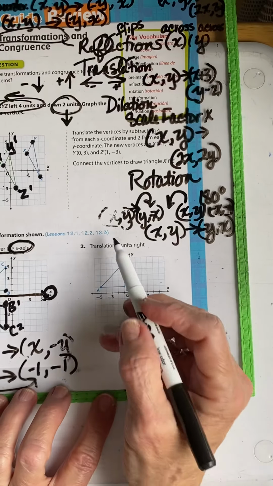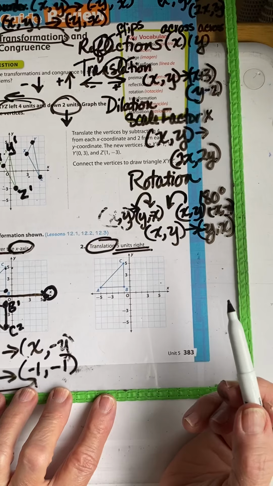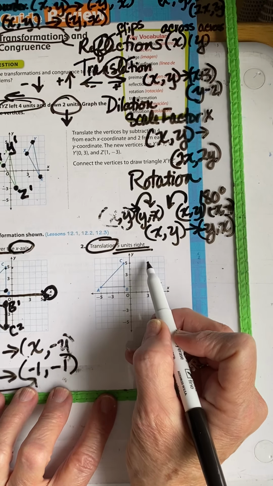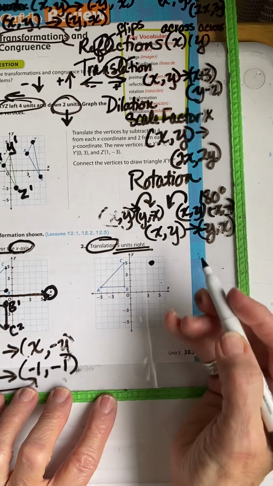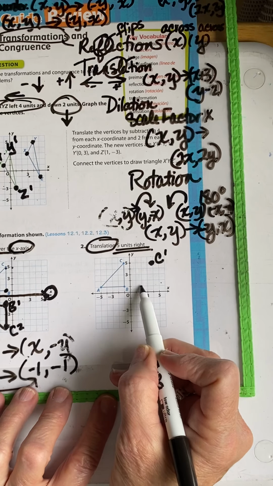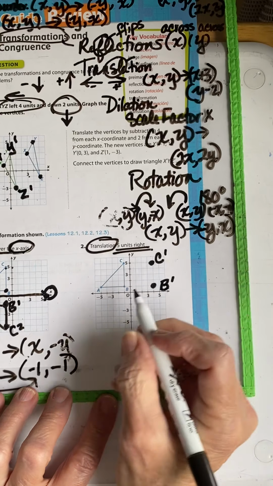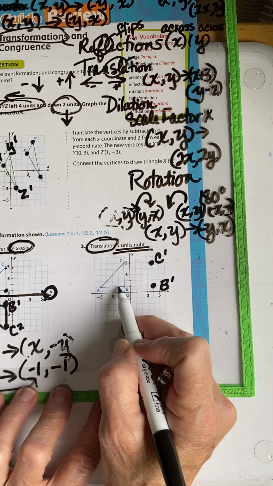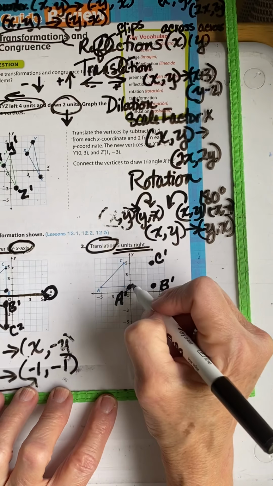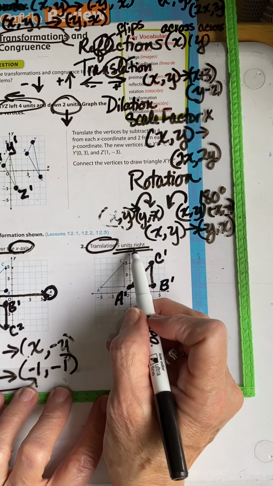This says to translate, meaning slide each point 5 units right. That's not hard at all. For C, we go 1, 2, 3, 4, 5. Put a dot, point, and put C prime. B, 1, 2, 3, 4, 5. Slid right. That's B prime. A, 1, 2, 3, 4, 5. A prime. Join your triangles. And this is the translation, 5 units right.